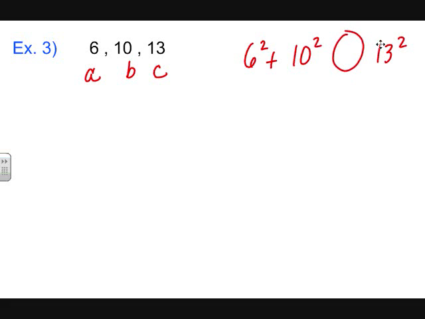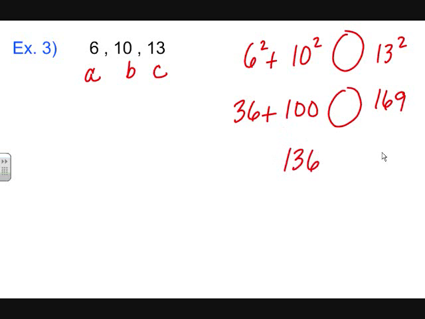A couple more tries at this. Here I have 6, 10, and 13, A, B, and C. 6 squared plus 10 squared, and how does that relate to 13 squared? Well, 6 times 6 is 36, 10 times 10 is 100, and 13 times 13 is 169. Here I have 136 on one side and 169 on the other. I know that that 136 is smaller, so it's saying that the hypotenuse is larger than the legs put together. That tells me that I have an obtuse triangle.